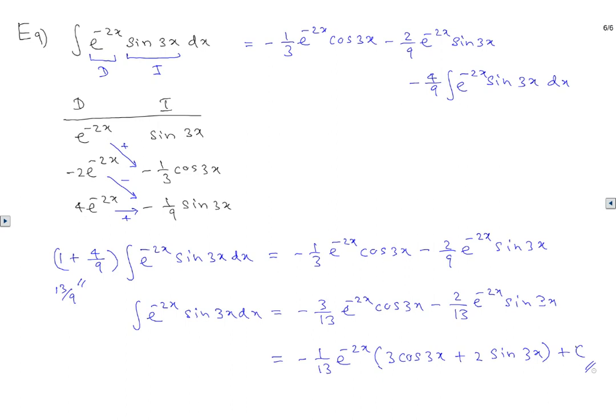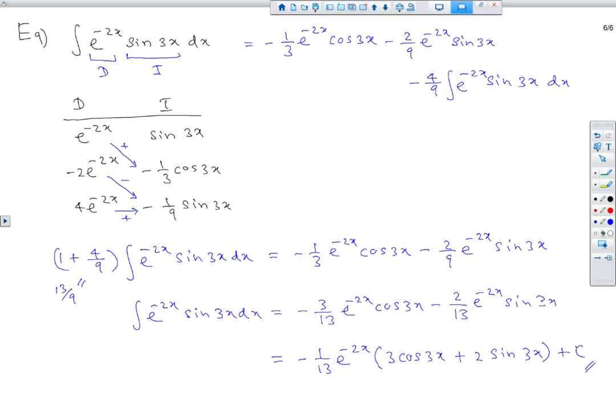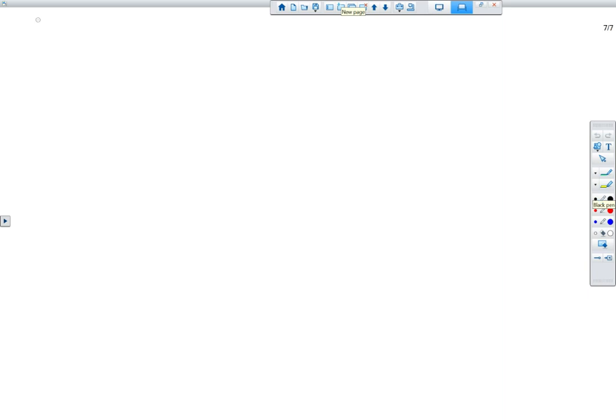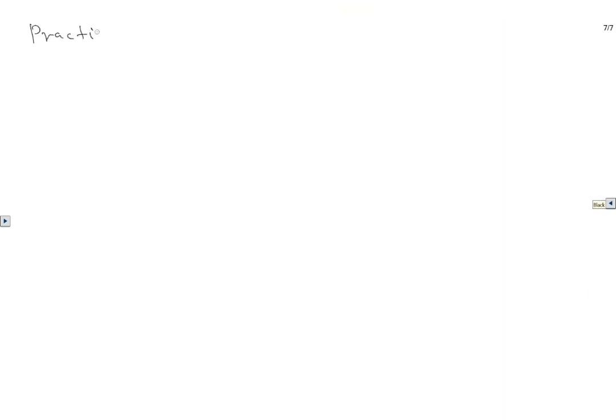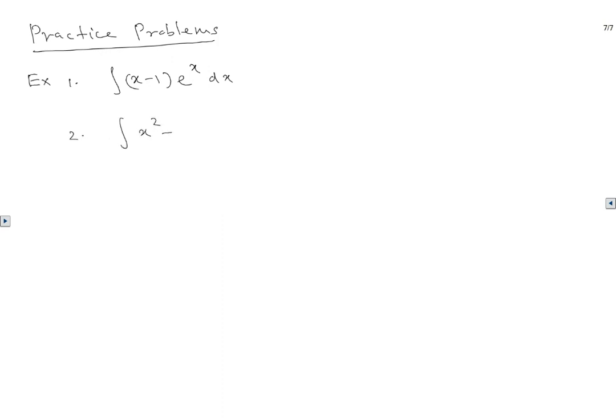Okay, so we did several examples. Now I'm going to give you several practice problems, and you're going to see the answers in the description. So let's do a few examples. Practice problems. Exercise number 1: the integral of x minus 1 times e to the x dx. A little easy one to start with. Number 2, we can do x squared plus x minus 2 with e to the negative 3x dx.